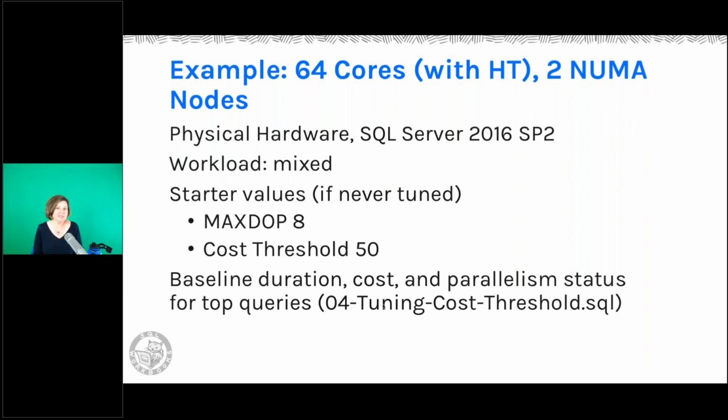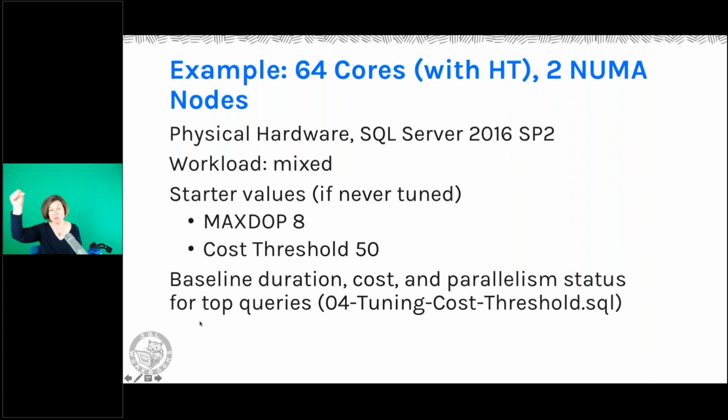So, for example, if I had 64 cores with hyperthreading and I had 2 NUMA nodes and I was running on virtual hardware with a mixed workload, for a new server I might start at MAXDOP 8 and cost threshold 50, just because those are my personal comfort zones. I then want to do big baselining and see, either through Query Store, or if I need to use the execution plan cache, just by periodically checking and recording.